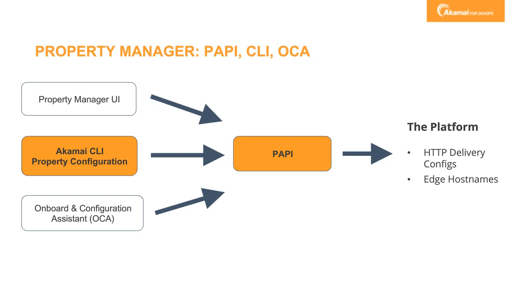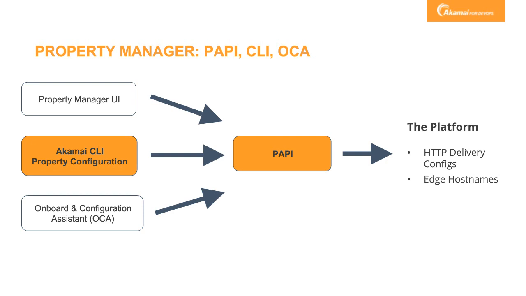And so you see here on this little diagram, we have the Property Manager UI that you access through the Akamai portal, and that talks to PAPI. PAPI then makes requests out to our platform to push configurations, whether it's edge hostnames or HTTP delivery configuration files, out to the platform.